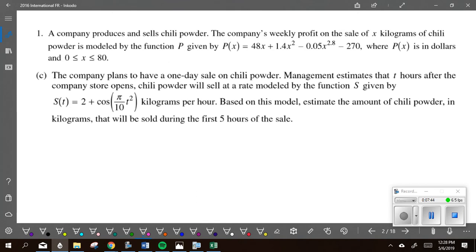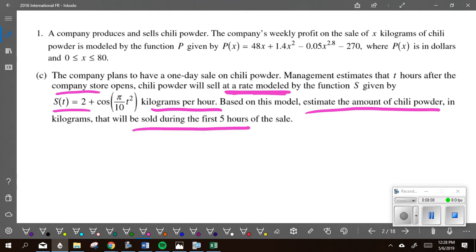The company plans to have a one-day sale on chili powder. Management estimates that T hours after the company store opens, chili powder will sell at a rate modeled by this function S in kilograms per hour. The company store? That seems really annoying. Based on this model, estimate the amount of chili powder in kilograms that will be sold during the first 5 hours. So what did they give you?